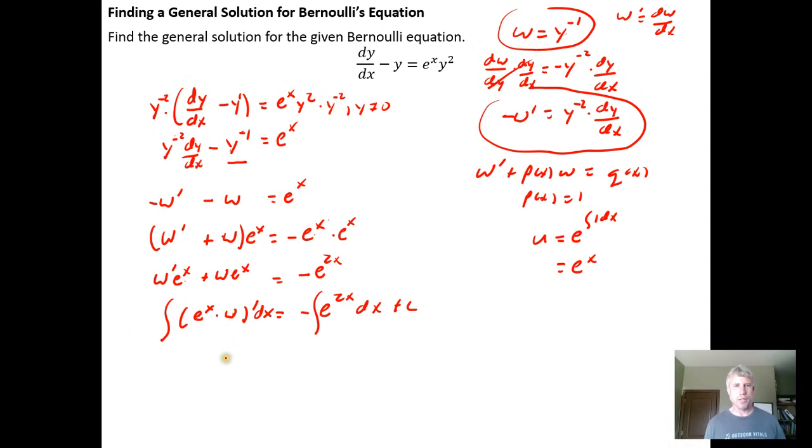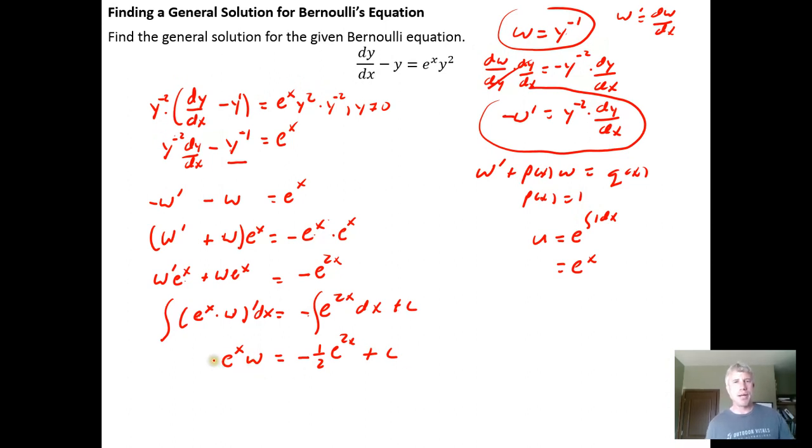So here we wind up with e to the x w equaling the opposite of the antiderivative of e to the 2x, which is negative 1/2 e to the 2x. We need that 1/2 so that when we take the derivative of e to the 2x, when we apply the chain rule to the inside function 2x, the 2 comes down and kills it. 1/2 times 2 is 1, so we just get the negative 1 that we have here on the previous line, plus our constant of integration.